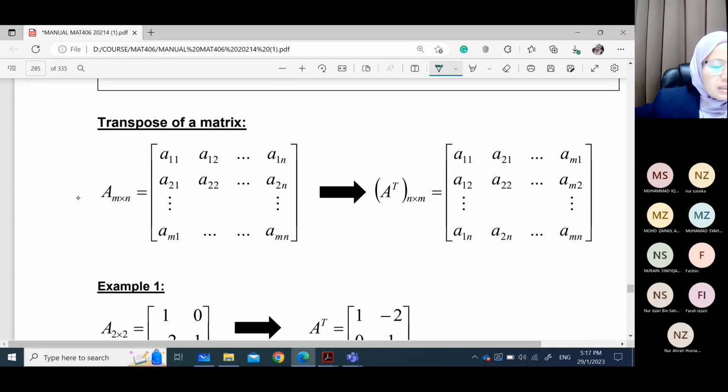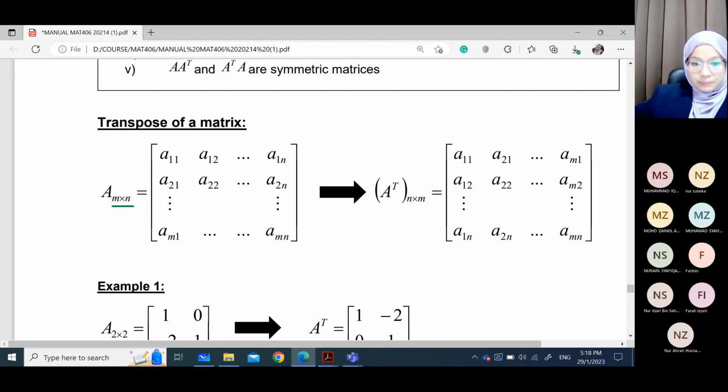Okay, so this is our original matrix, which is A11, A12 and so on. The size of the original matrix is M by N. So bila kita transpose, dia akan jadi N by M, which is from the column dia akan jadi row, from the row dia akan jadi column.